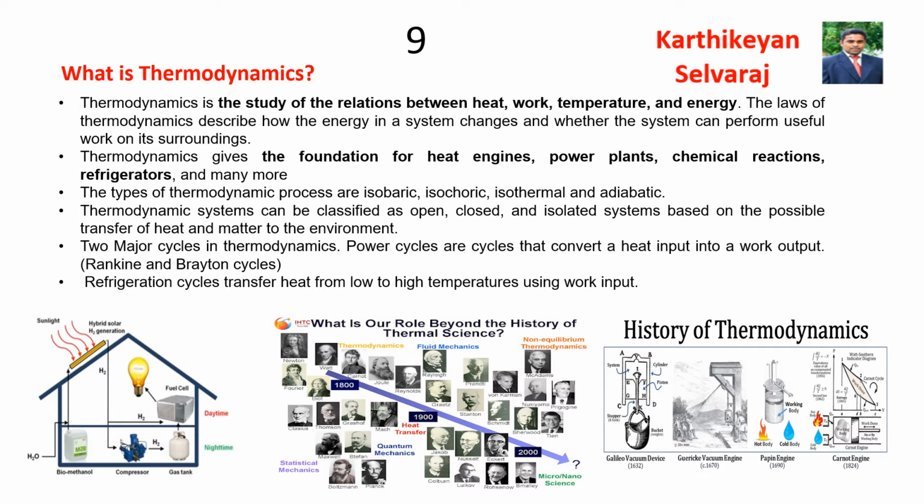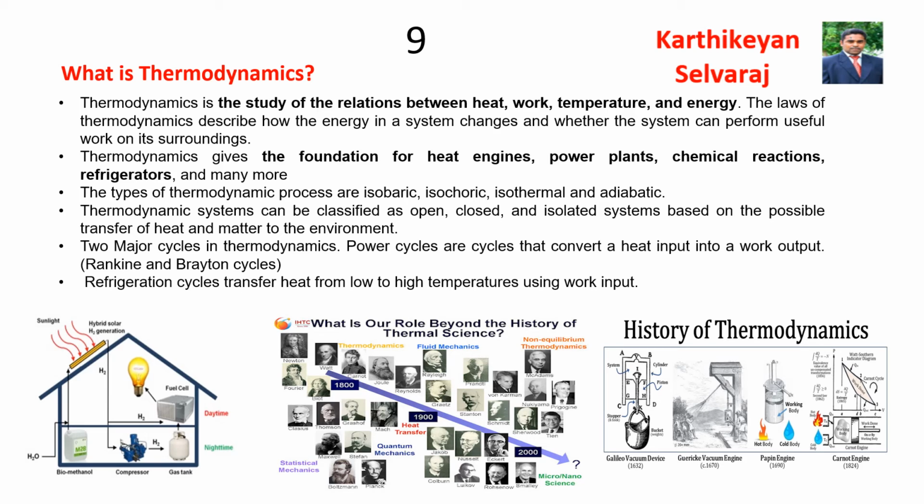The types of thermodynamic processes are isobaric, isochoric, isothermal and adiabatic. Thermodynamic systems can be classified as open, closed and isolated systems based on the possible transfer of heat and matter to the environment.